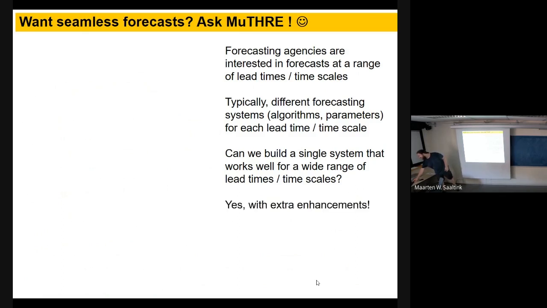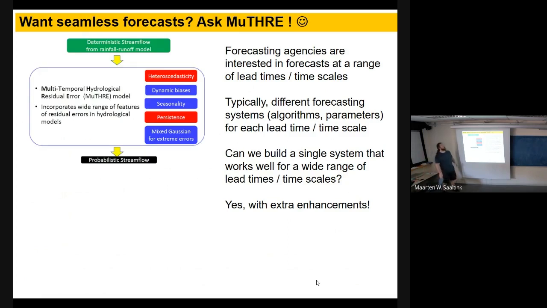And the answer was, to our partial surprise, that yes, but we have to take care of a few more things. So far I talked primarily about the heteroscedasticity, so the transformations to account for larger errors at larger flows. I didn't talk about persistence or correlation, but that was already built in. But three extra components appeared to be necessary. The first one, I'll start with seasonality.